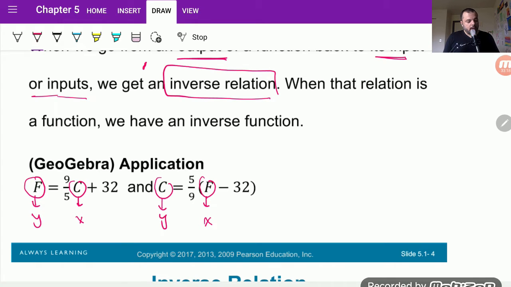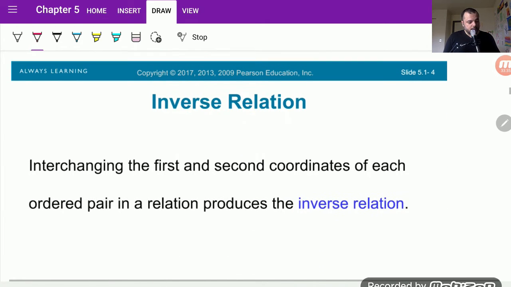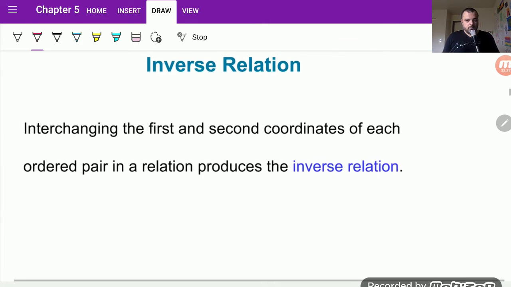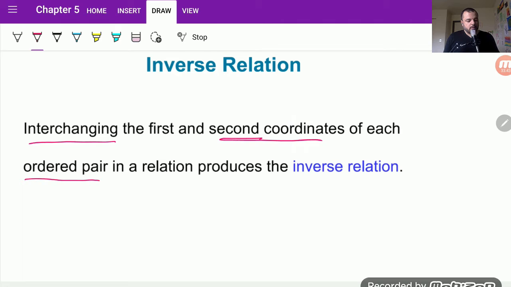Okay, in the first example I said f is y, c is x. Then I said c is y and f is x because this is the way that we are going to find the inverse of the function. So let's go and try to do more examples. So to sum up things, the first idea: when we interchange the first and the second coordinates of each ordered pair of the relation, we get the inverse relation.